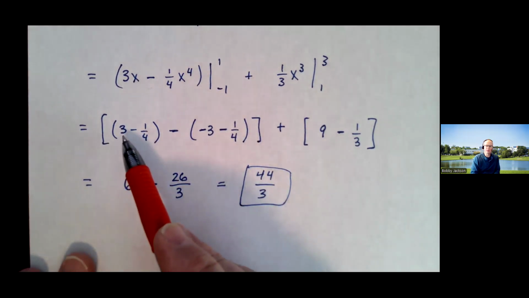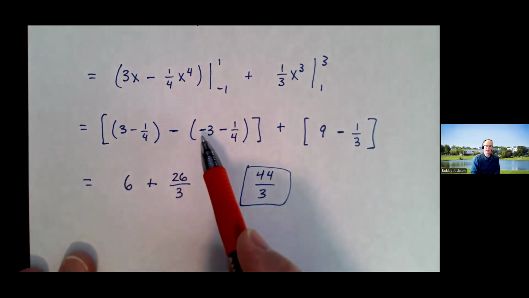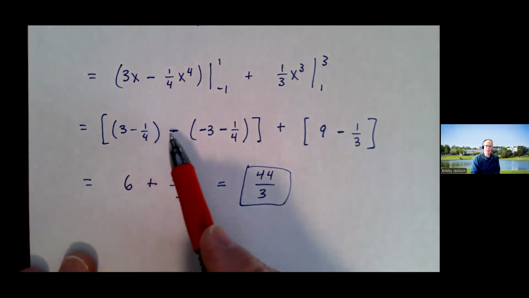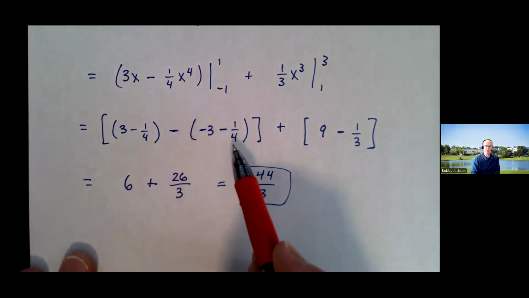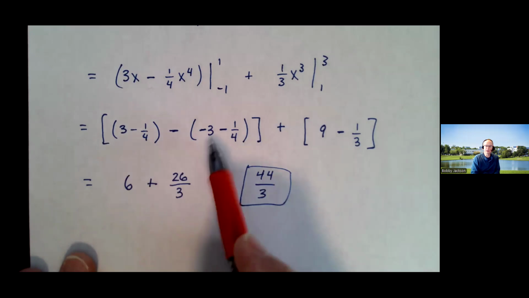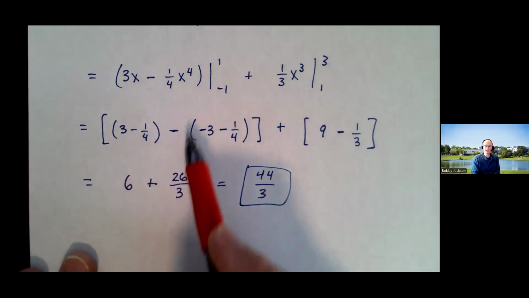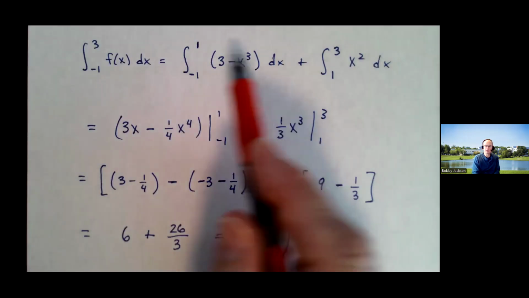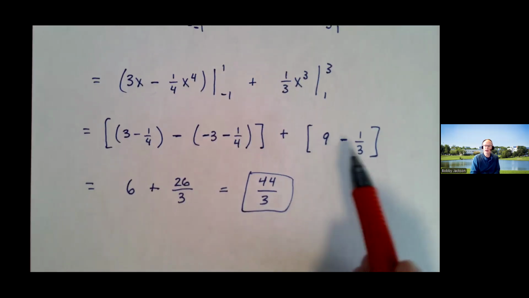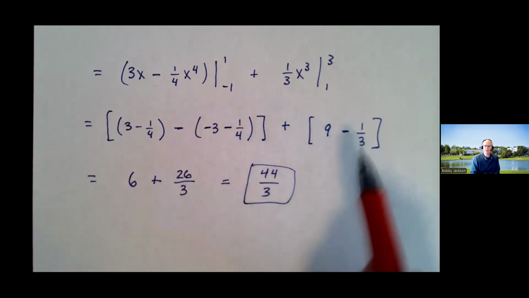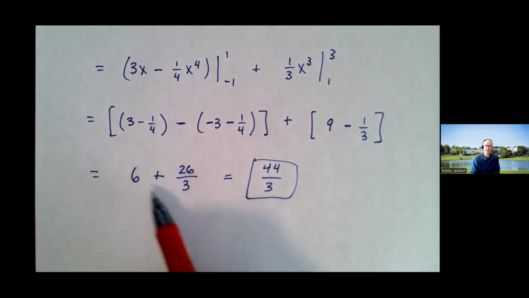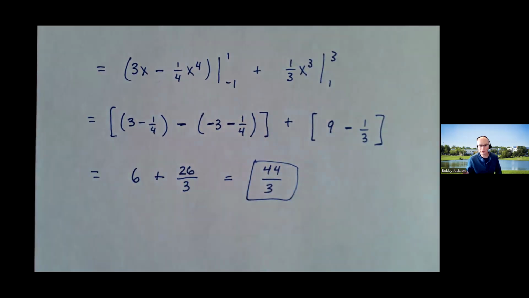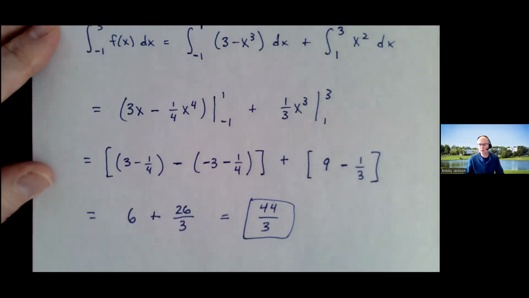Notice here I got 3 minus -3, that's 6. And -1/4 plus 1/4 is 0. So literally this whole thing is 6. Okay, 6 is the evaluation of this, basically this first integral. And then 9 minus 1/3 is 27/3 minus 1/3, or 26/3. All right, combining these as one fraction gives you 44/3. And of course, that's the result for this problem.